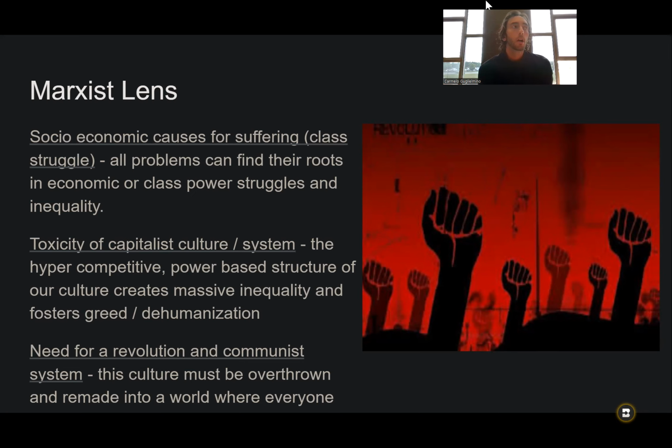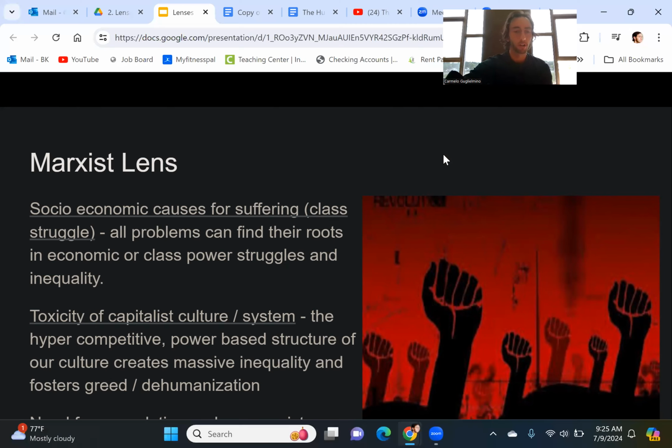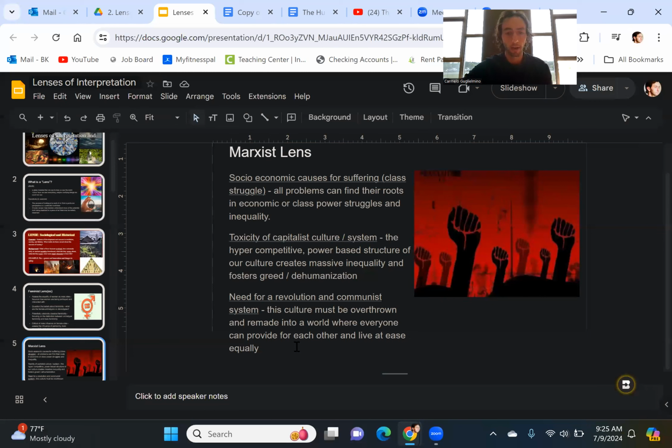Okay. And as a result of this, as you can see coming, the Marxist philosophy really advocates for some form of revolution and the establishment of what it would call a communist system. And it says, as it articulates here, that this capitalist culture must be overthrown and remade into a world where everyone, and unfortunately, I think the slide gets cut off here, I think it's where everyone can live for each other and live at least equally, okay?